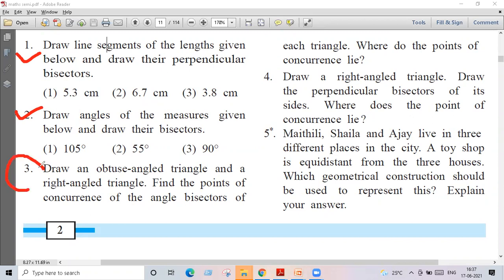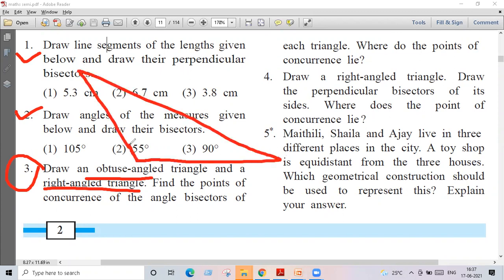Now question number 3: draw an obtuse angled triangle and a right angled triangle. So you have to draw an obtuse angled triangle like this. Take any, I think you take 100 or 110. Okay, 110 or 100, whichever you take. An obtuse angle and a right angled triangle. Then you have to draw a right angled triangle like this.